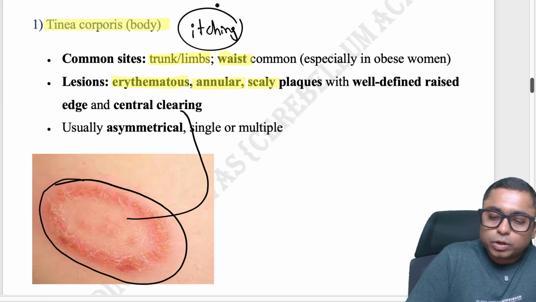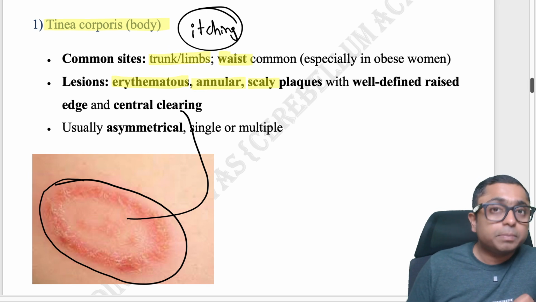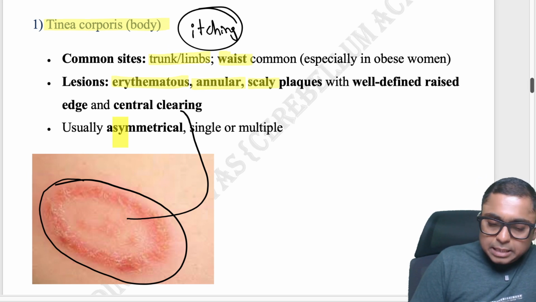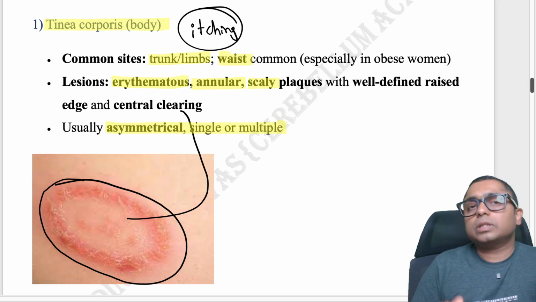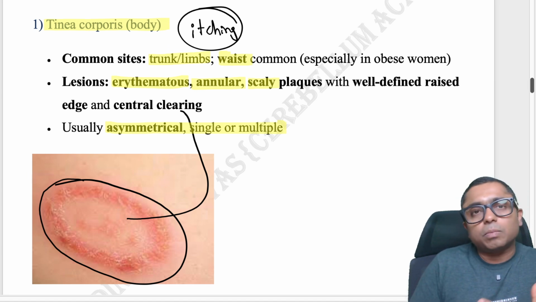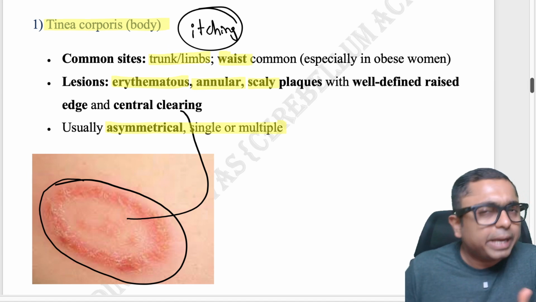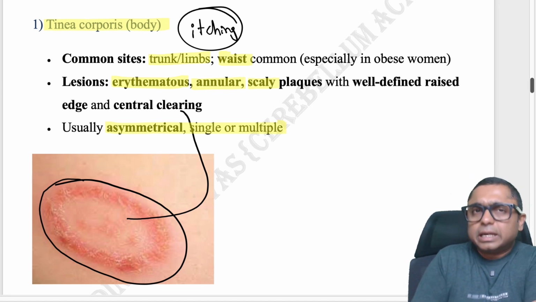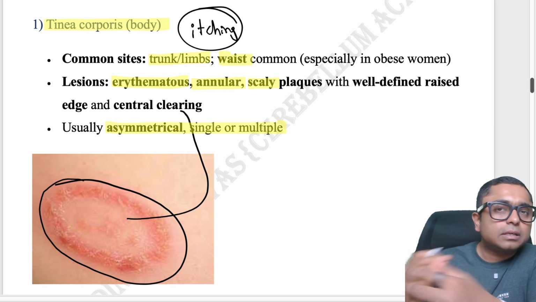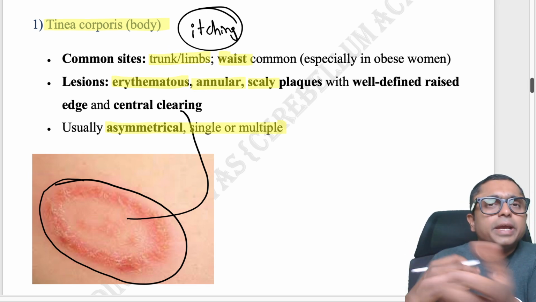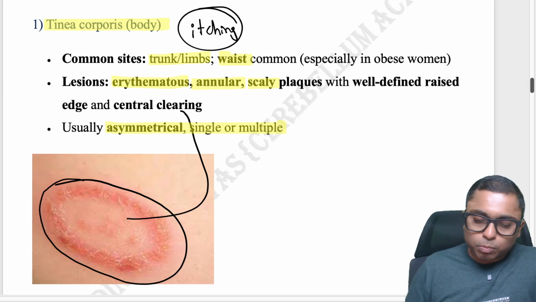And what is the important symptom which the patient is going to present with in fungal infections? It is going to be itching. Very important symptom, itching, right? And these lesions can be present over the body, single or multiple, and they are usually going to be asymmetrical. That is, if the right side has the lesion, it's not that the left side will also have the lesion. It could be asymmetrical most of the times, right?